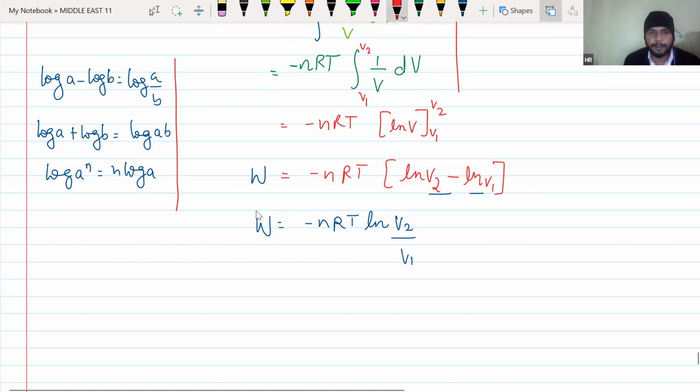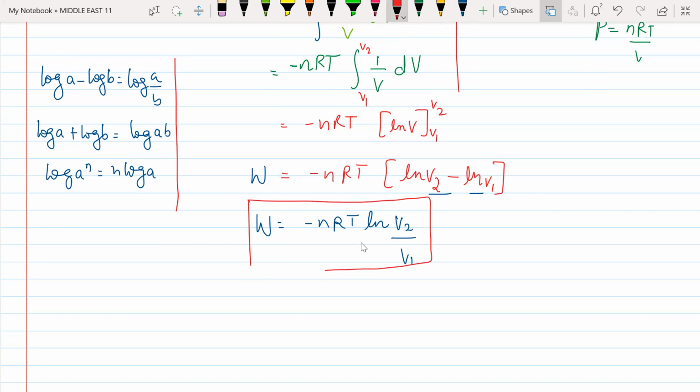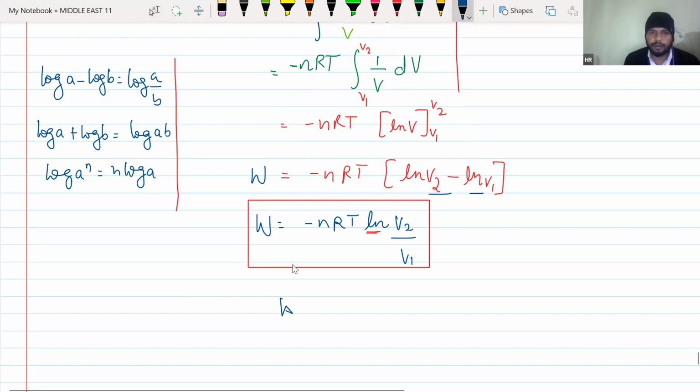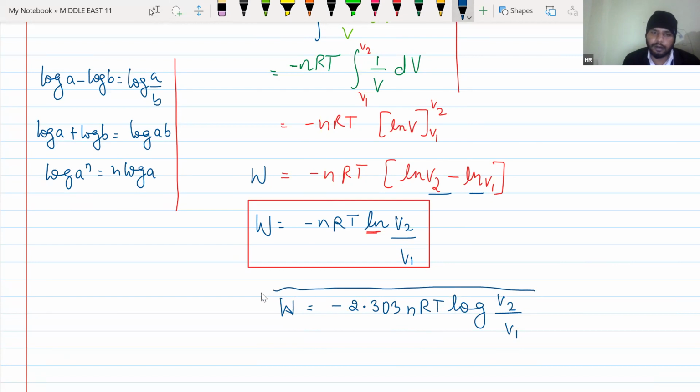Fawaz, yes, sir. And you can change ln into log. Whenever we need to change from ln to log, we multiply it by 2.303. So we can easily write W is equal to 2.303 nRT log of V2 upon V1. This is our final formula.